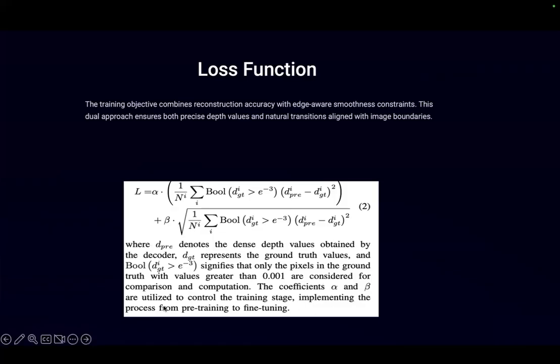And alpha and beta are utilized for controlling the training stage and implementation. So this is how they have computed their loss for the training process.